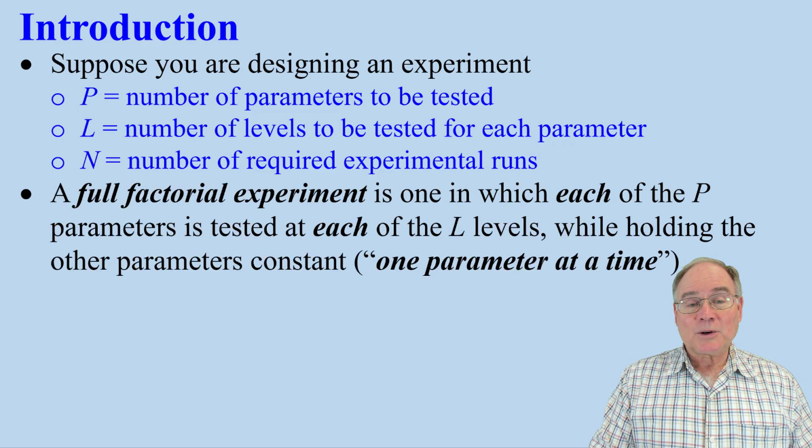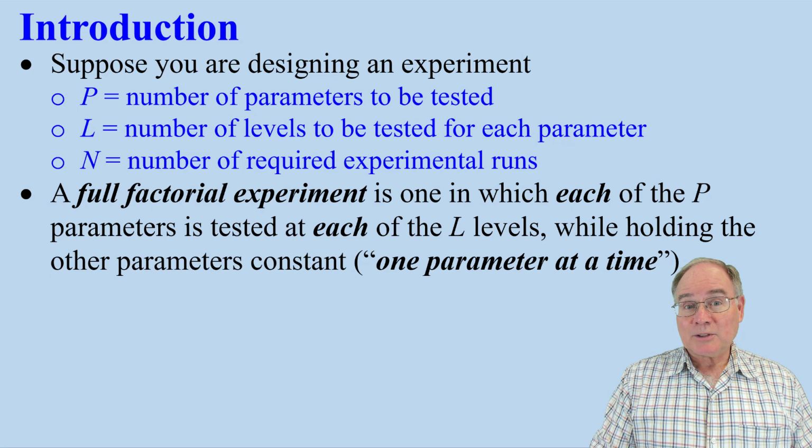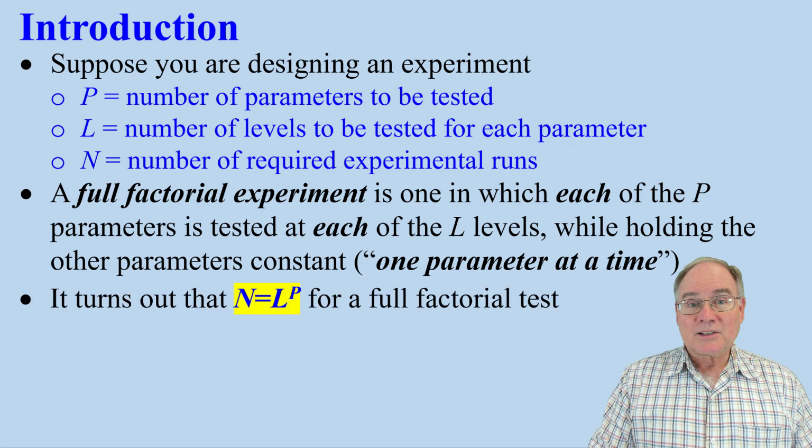A full factorial experiment is one in which each of the parameters is tested at each of the L levels, while holding the other parameters constant. We call this one parameter at a time. It turns out that for a full factorial test, N equals L to the P.